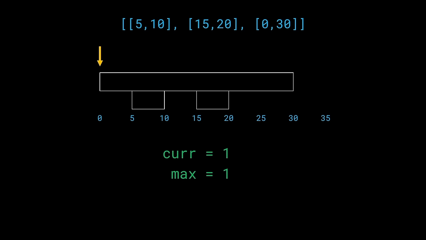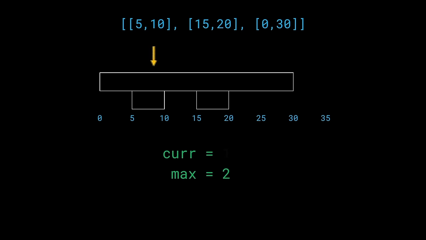Now, what do we do next? Well, the next thing we realize is that from time 0, including times 1, 2, 3, 4, we will only require 1 meeting room, and so the current remains 1. But as soon as we hit time equals 5, we'll need 2 meeting rooms, because at this point another meeting starts, the meeting from 5 to 10. So the current increases to 2, which means that there are 2 meetings going on simultaneously. Max is going to reflect the changes in the current and become 2 as well. From time 5, 6, 7, 8, 9, we will have 2 meetings running simultaneously, so the current remains 2 and the maximum remains 2.